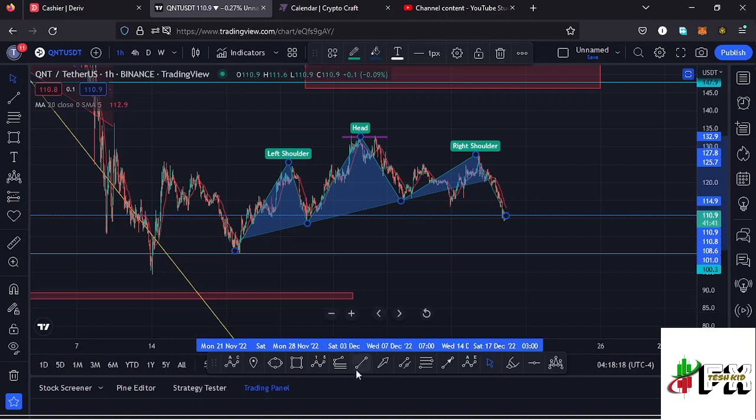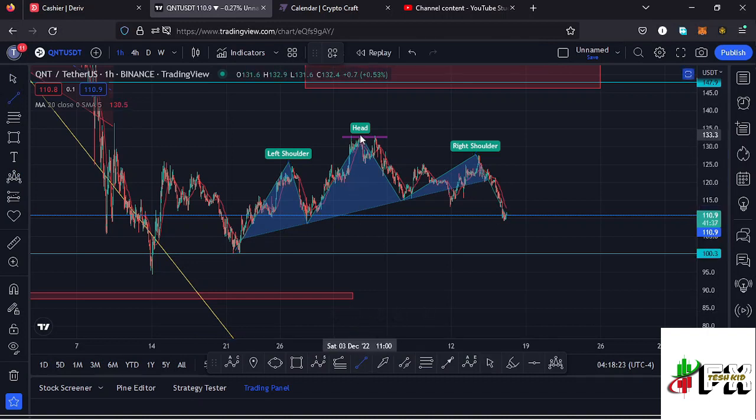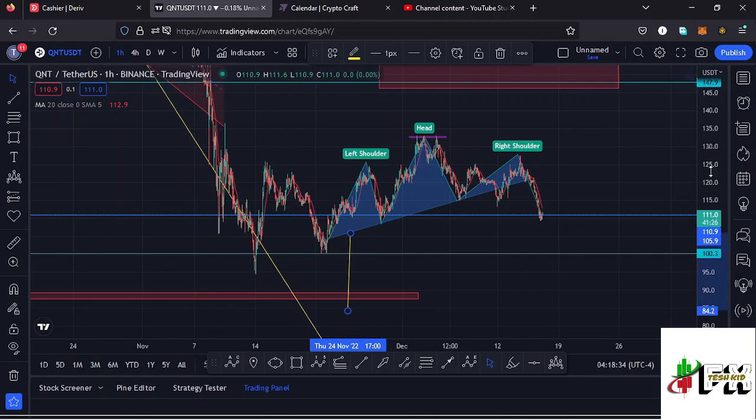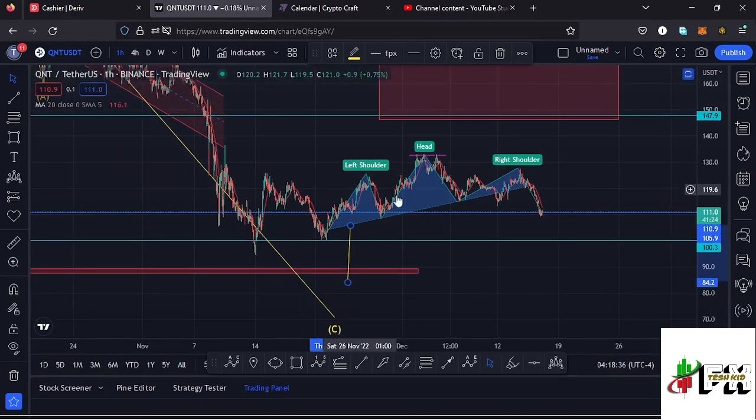lower side. And this is a chart pattern that normally breaks to the lower side, having the target area of the breakout as the height between the head and the neckline, and we can get that height and then place it below the neckline, giving me a minimum target area back to around the $83.8 mark.